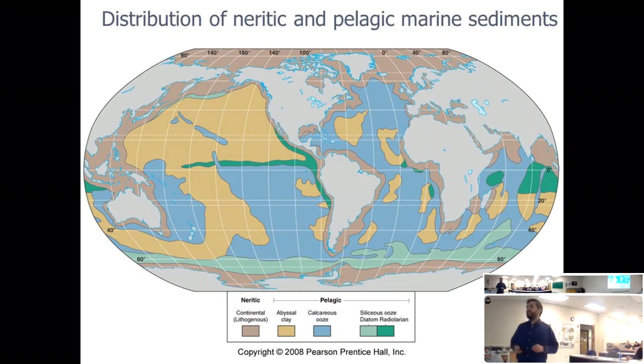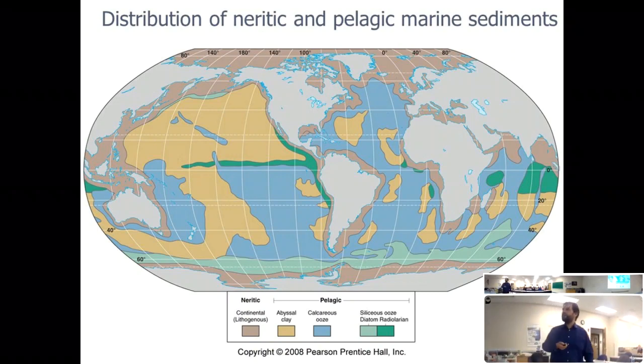okay? Now, in some cases, that's not true. You can see that there are some places where some of these biogenous sediments come close, but they don't quite touch the land. So it looks like in almost every case, terrigenous sediment composes the neritic sediment, right? So neritic sediment and terrigenous sediment are not necessarily one and the same, but there's a strong similarity there.